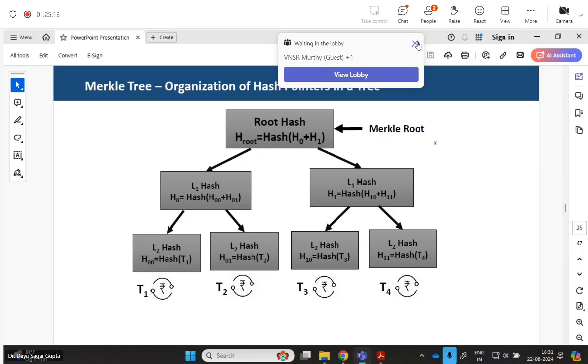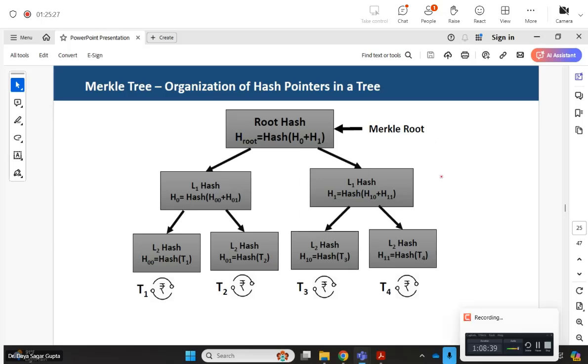What is difficult to find? Let us think from the attacker's side. You have 4 transactions, T1, T2, T3 and T4, and they are visible to everybody. So the hash can be found very easily.